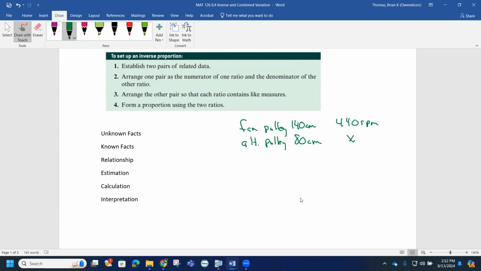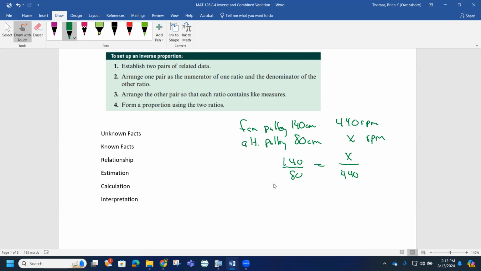Now, when we do this, the strategy here is we don't go straight across this time. So what we do is, again, notice how the units have to stay on the same side, centimeters to centimeters and RPMs to RPMs. That's a key to start with. But the units here cannot appear straight across. So it's going to be like 140 and the 440 is going to be diagonal of it. And then this 80 and this X are going to be diagonal as well. So in other words, notice how the 140 over 80 stays put, but the other side actually gets flipped over to create this inverse relationship.